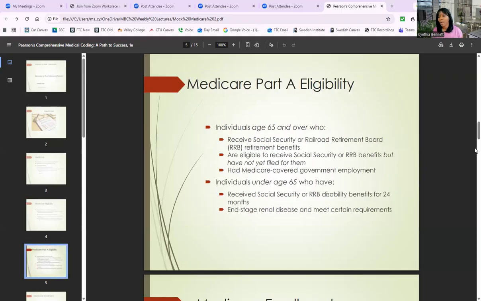For Medicare Part A, this is normally going to be for individuals that are 65 and older who receive Social Security or Railroad Retirement Board benefits. They are also eligible to receive Social Security or the RRB benefits, but have not filed them yet. Also those who have had Medicare coverage through government employment. As I mentioned before, for individuals who are under 65, mainly you're going to see people who have some type of disability or end-stage renal disease.